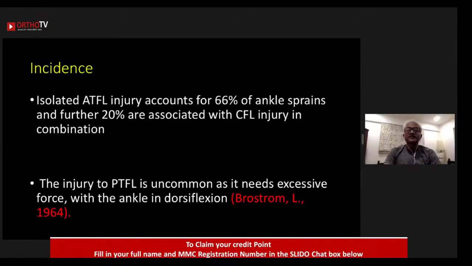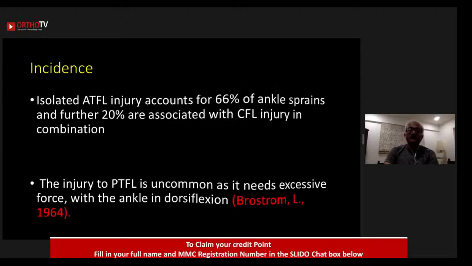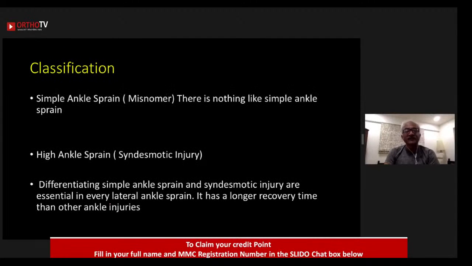The incidence of this injury, as we talked about: isolated ATFL injury accounts for about 66% of ankle sprains, and a further 20% are also associated with CFL injury. The injury to PTFL is uncommon, as it needs excessive force with the ankle in dorsiflexion, which we will see when we come to the pathomechanics of this injury.